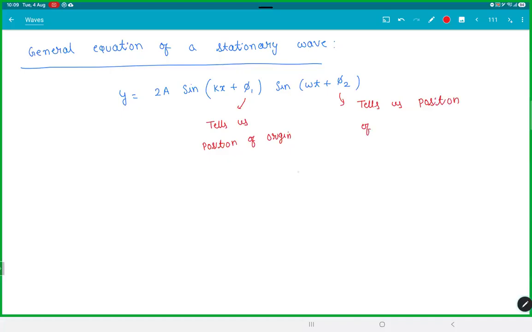So tomorrow, if you see an equation like 2a cos kx and cos omega t, this is also a stationary wave. Don't think that only sine kx and cos omega t is a stationary wave.